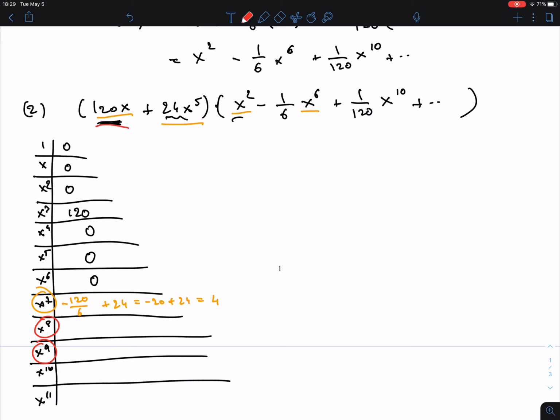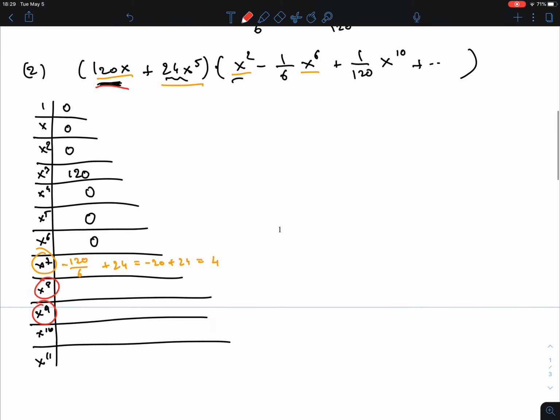If we combine this with this one, we need an x to the 8th, doesn't exist, and the same for the next one. X to the 10th, same reason. There is no 9th power on the other side, and for this one, I need a 5th power on the other side. It's not there. So x to the 11th is the next one.